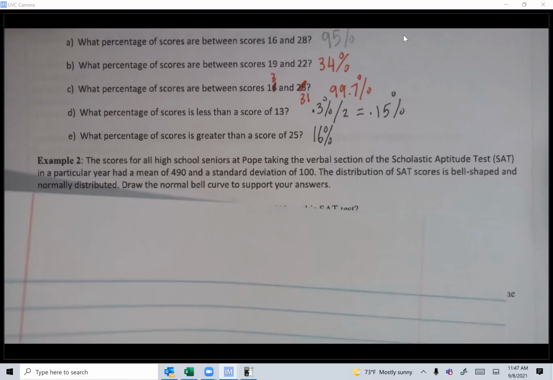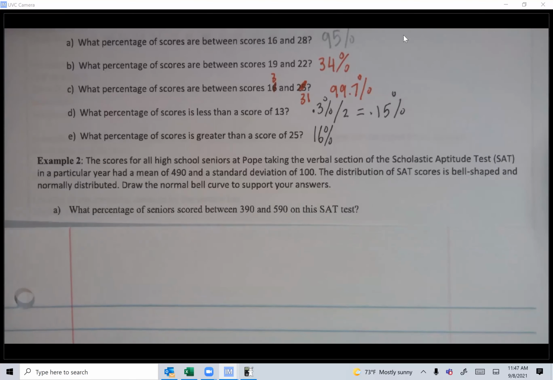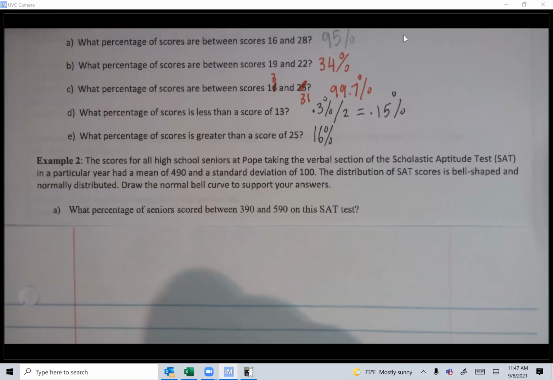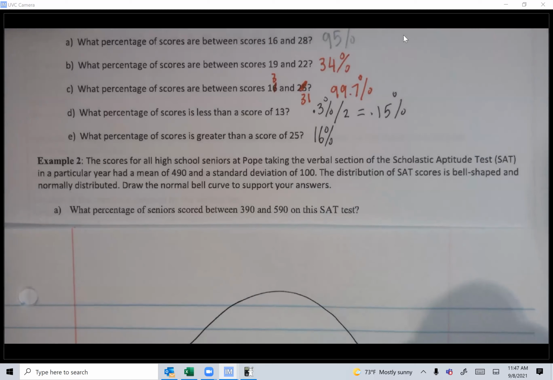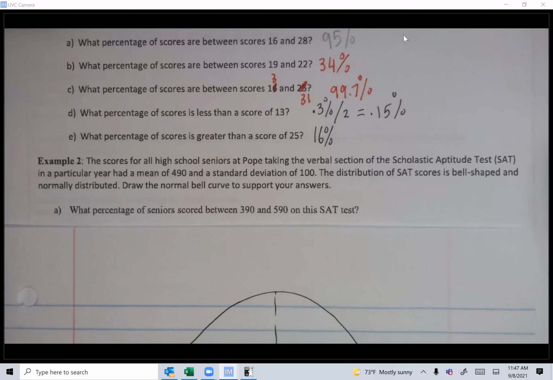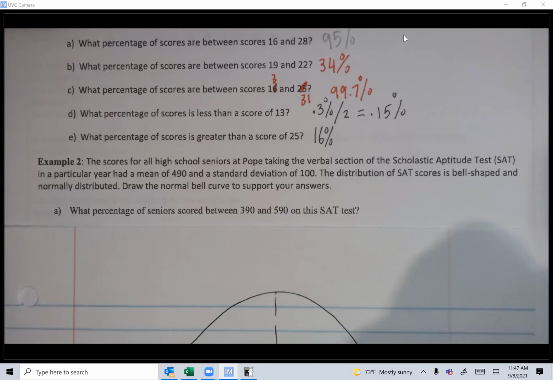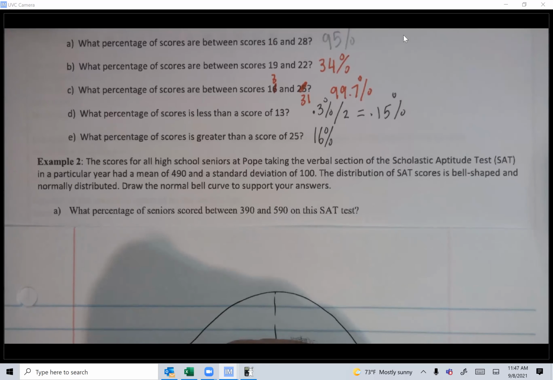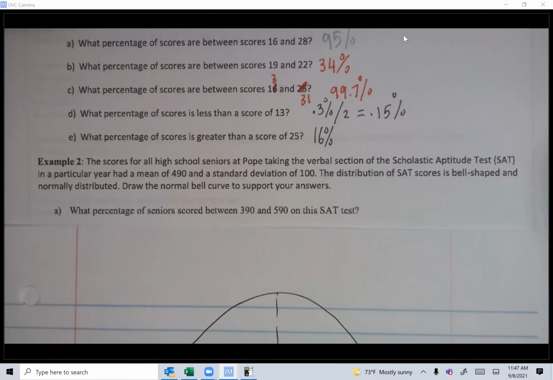All right, so let's do the curve first. What did he say the mean was? He says the mean was 490. You put the 490 right here, guys. And then you tick 3 tick marks to the end and 3 tick marks from the other side. And the standard deviation, he says it was 100. So that's 590, 690, 790.